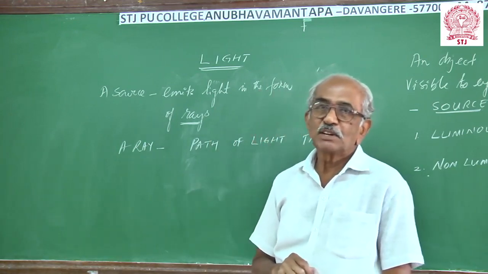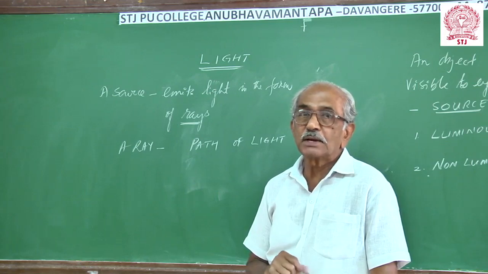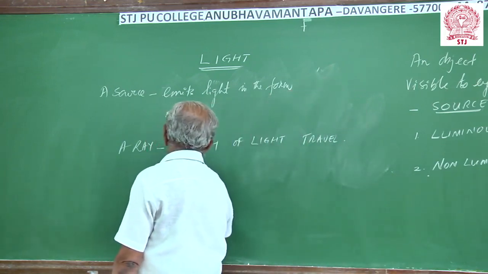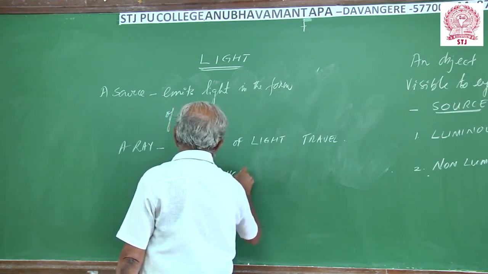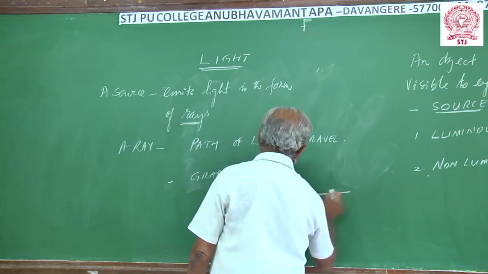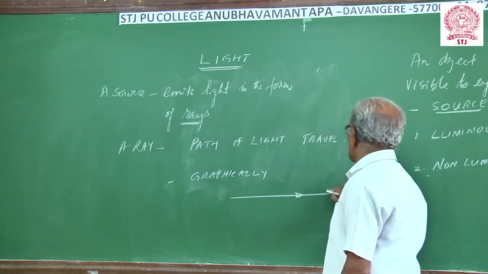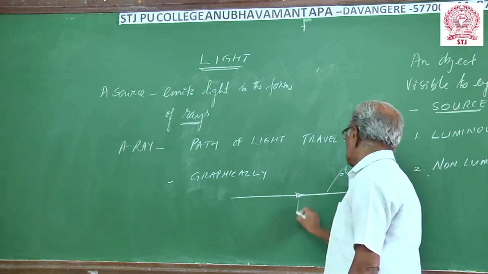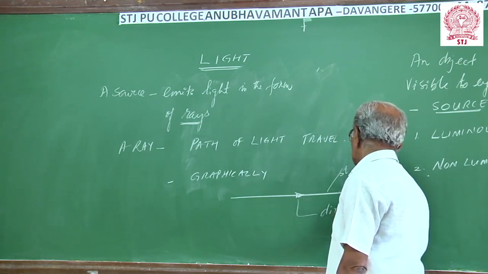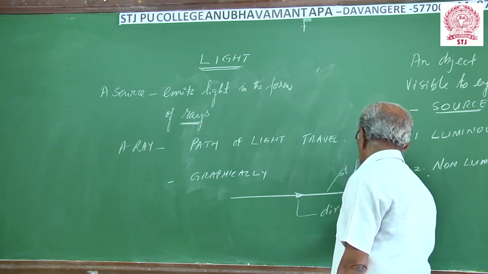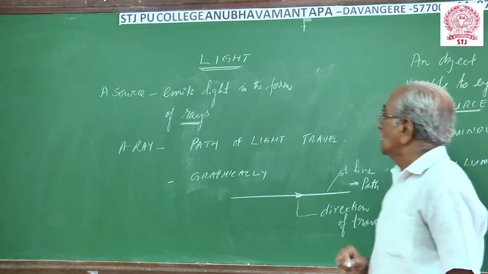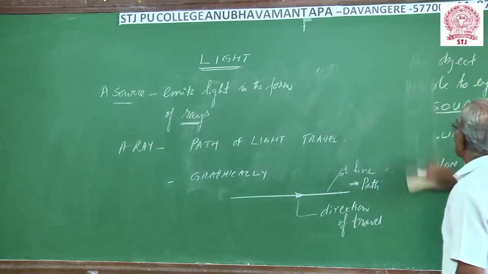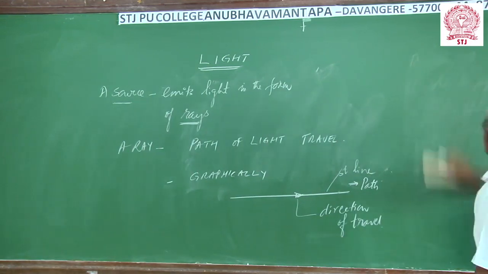We don't see light, strangely, though it helps us to see objects around us. And therefore it is realized by graphical representation. See, a straight line with an arrow. Now this straight line represents the path along which light energy travels. This arrow represents the direction of travel, direction of motion. Now the source, however small it is, emits light in the form of rays, a group of rays.